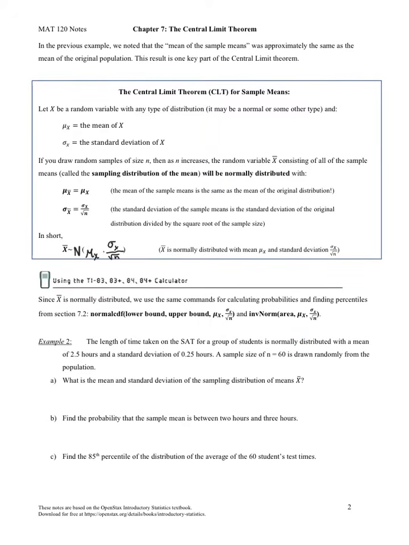Consider example 2. The length of time it takes for a group of students to take the SAT is normally distributed with a mean of 2.5 and a standard deviation of 0.25 and a sample size of 60. So what is the mean? What is the standard deviation of the sampling distribution? The mean, notice, is the exact same as the mean of the original distribution.